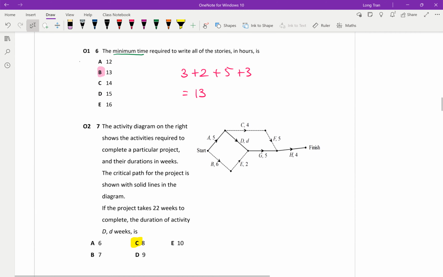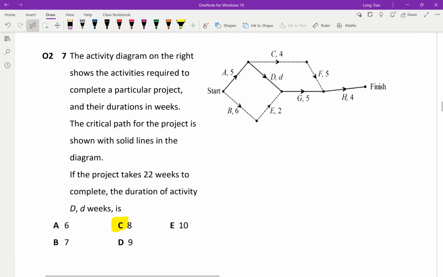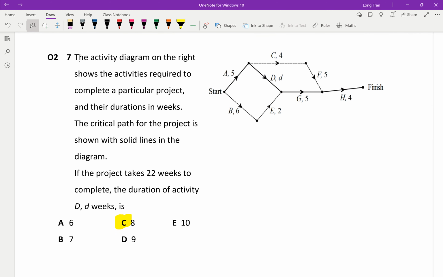Okay. And then moving on to question 7. So here we go. Question 7, the activity diagram on the right shows the activities required to complete a particular project and their durations in weeks. Okay, so they've already got the critical path for the project shown with a solid line. So this is my critical path already. If the project takes 22 weeks to complete, the duration of activity D weeks is, I got the answer in 8.